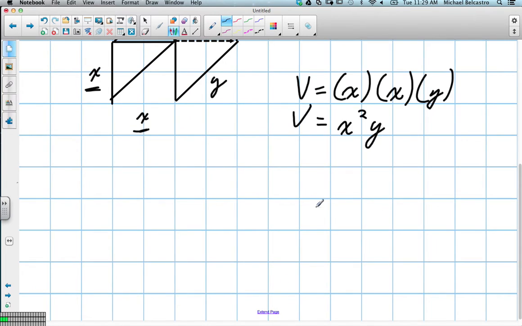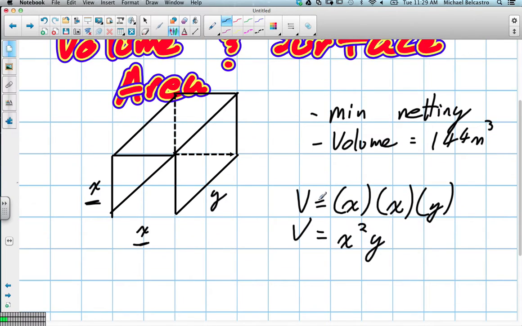And what we're going to be doing in this question is we're going to be trying to solve or set equal to a specific value. Okay, so we also know that our volume is 144 meters cubed, which means we can replace our volume with the value of 144 is equal to x squared y. Okay, so we have our volume in this question.